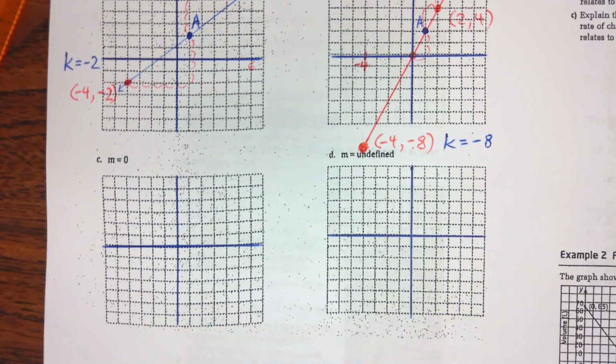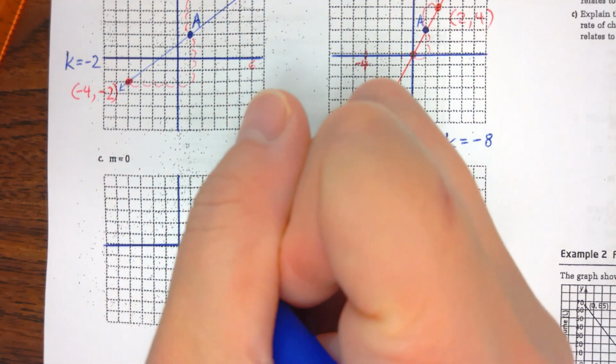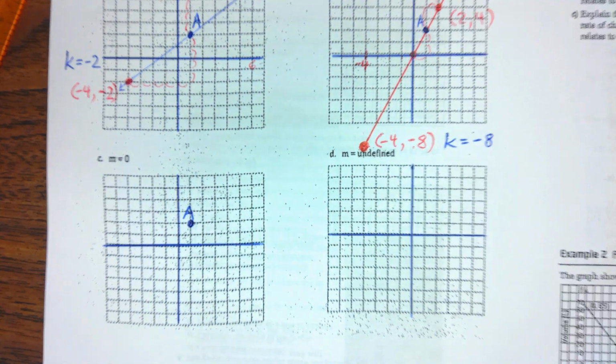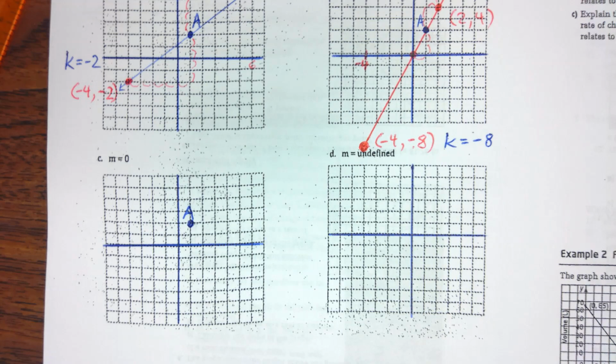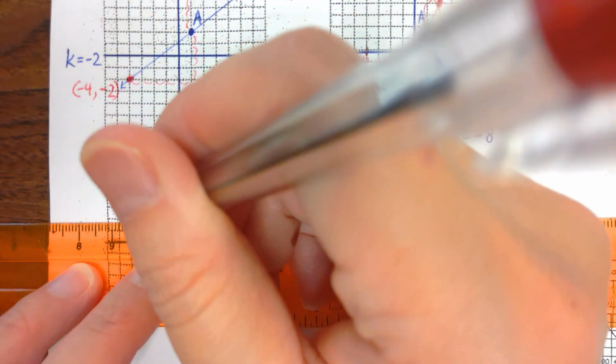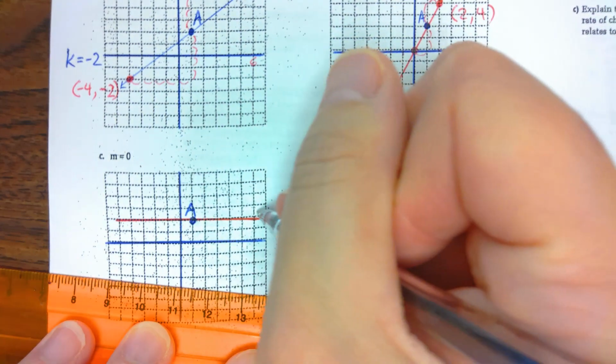Okay. This next one. Okay. What about this one? So m equals 0. What type of line do we say it's going to form? Tell us, what will my line look like? Sorry? Horizontal. Excellent. So I know I'm going to get a horizontal line because slope is 0.